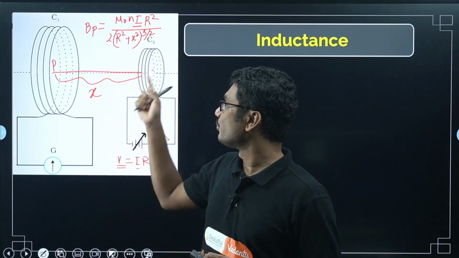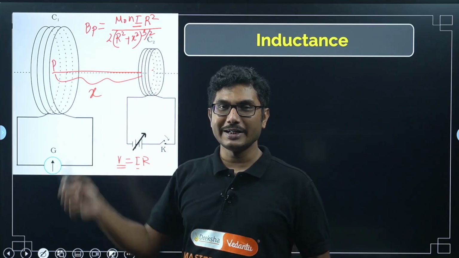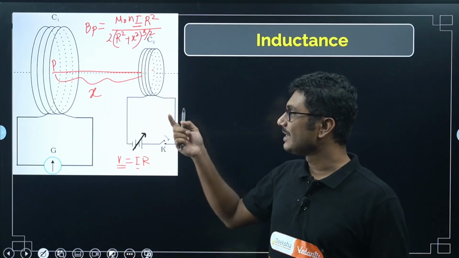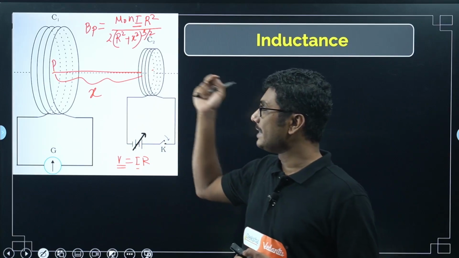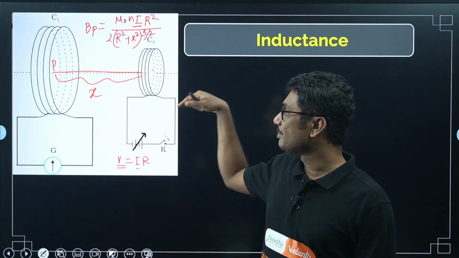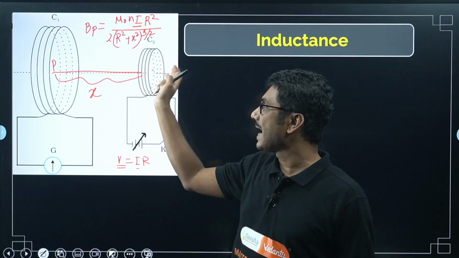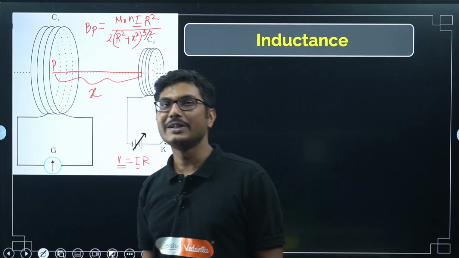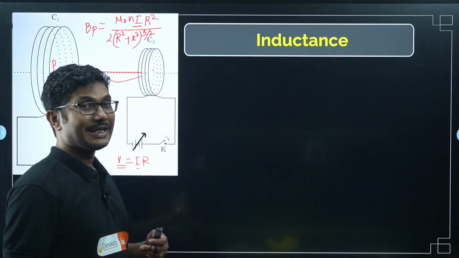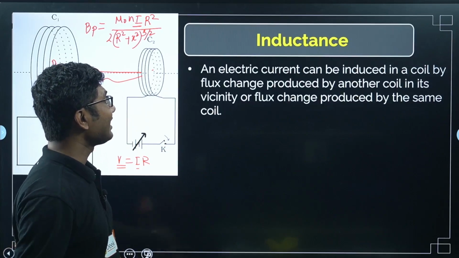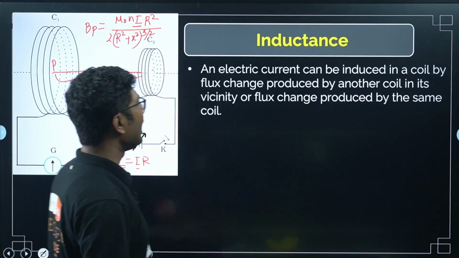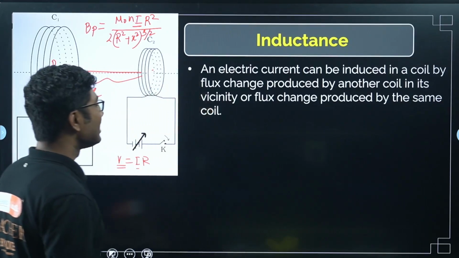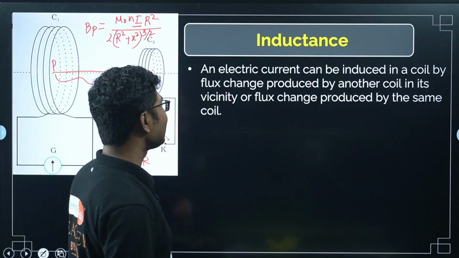Very important. Okay, so by only changing current, now we do not need a magnet. In fact, we have never seen any magnet moving around us, but we can still produce current in many cases. So why is it happening? Because we are just simply changing the current, and that changing current is inducing a secondary current in this case. Now how will these two changing currents be linked to each other? An electric current can be induced in a coil by flux change produced by another coil in its vicinity, or flux change produced by the same coil.